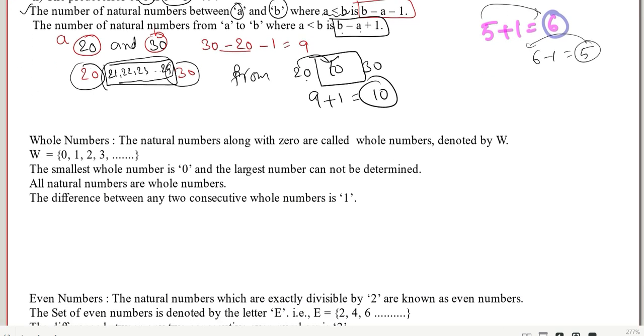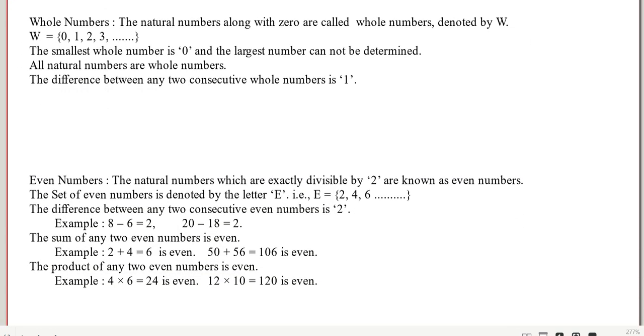Now let us see the next collection of numbers, that is whole numbers. Whole numbers mean what? All the natural numbers along with 0 are called whole numbers. The collection of whole numbers is represented by capital W. So what is the least whole number that we have? That is 0. The largest number cannot be determined.